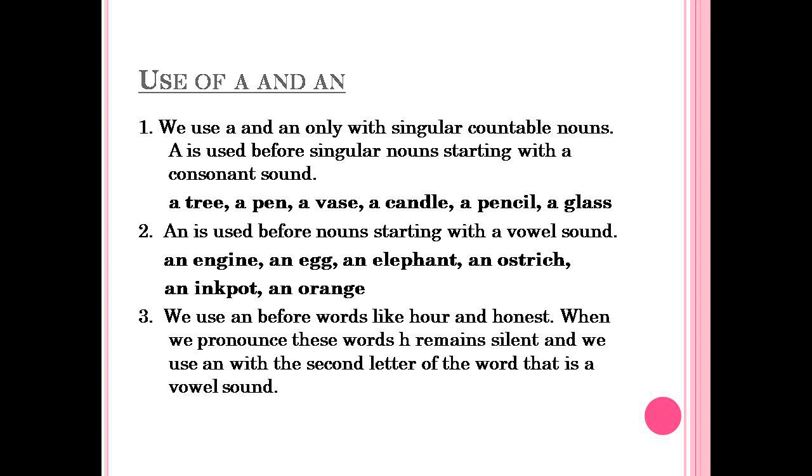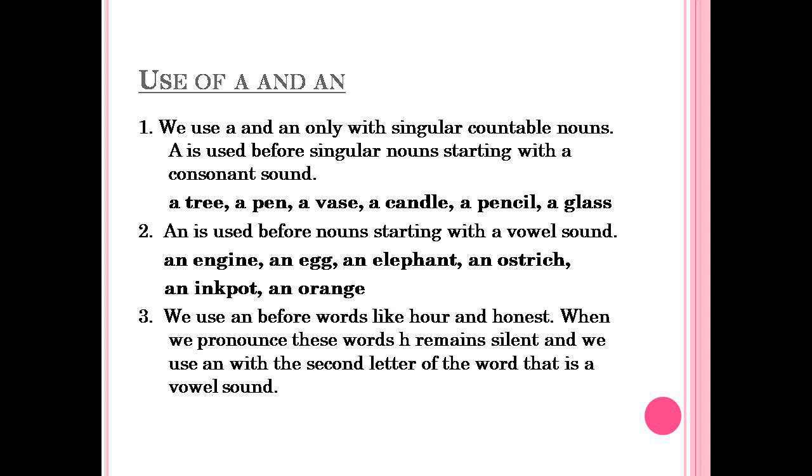For example, a tree, a pan, a vase, a candle, a pencil, a glass. All these words, tree, pan, vase, candle, pencil, and glass, are beginning with consonant sounds. So here we have used a before them. Rule 2. An is used before nouns starting with a vowel sound.